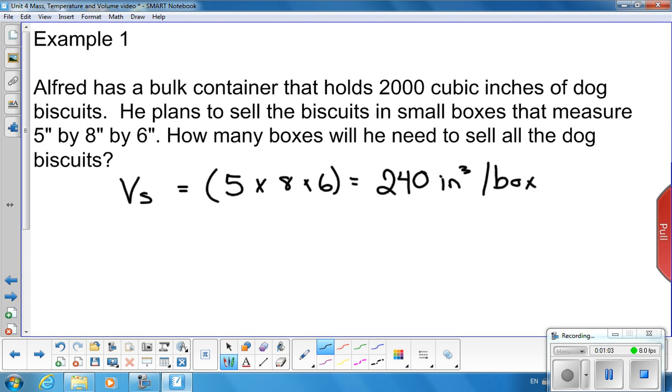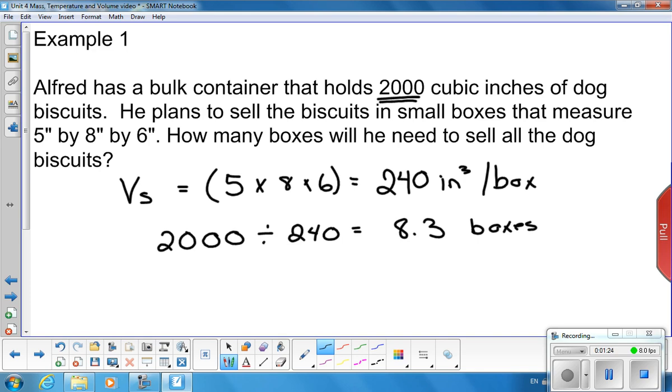It's got a total of 2,000 cubic inches of dog biscuits. So if I take that total of 2,000 and divide by 240, which is the amount that can be held in one box, I end up with 8.3 boxes. So in order to sell all of the dog biscuits, he'd actually need to sell 9 boxes.